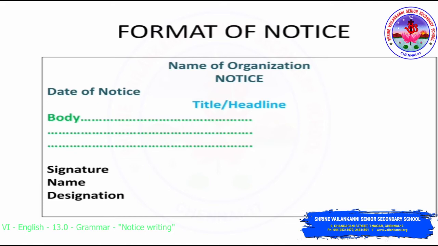Then on the left hand side, write the date when the notice is issued. Then below the date, you have to write the title or the headline of the notice. It should be written in the middle. Next comes the body of the notice, and then followed by the signature, name and designation of the issuing authority. So this is the format of writing the notice.